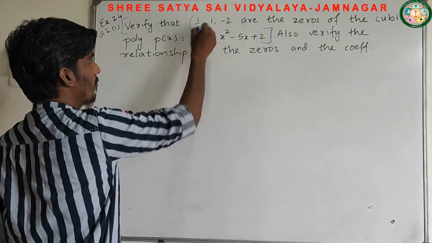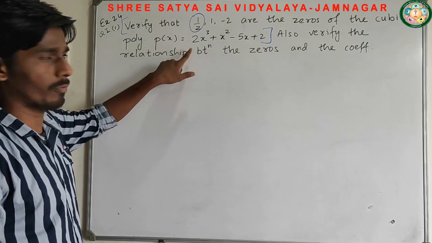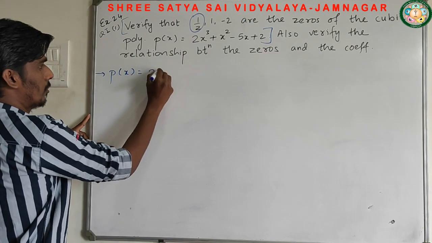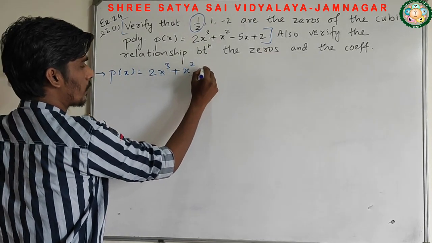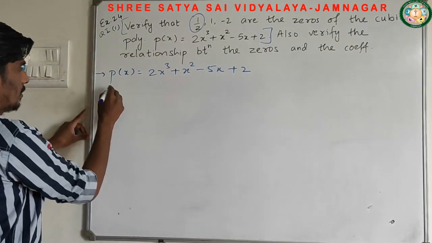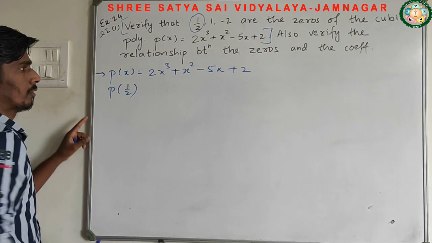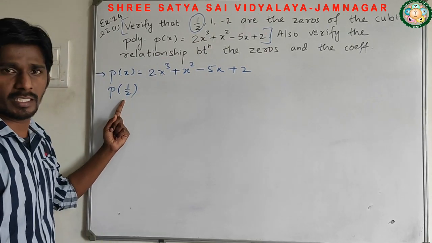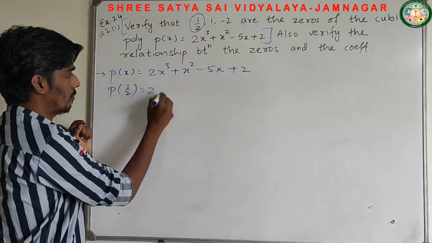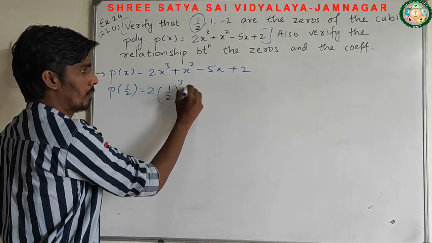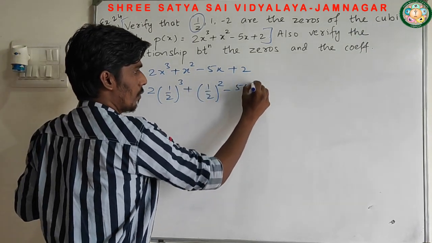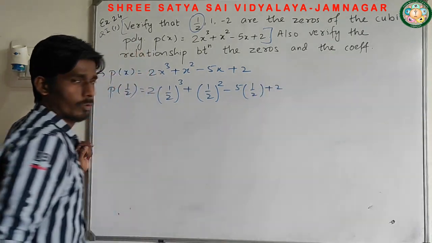So if I want to verify whether 1 by 2 is a zero of this or not, we'll write out p of x equals to 2x cube plus x square minus 5x plus 2. Now to check the first one, p of 1 by 2. Wherever I find x, I'm going to replace it by 1 by 2. So 2 into 1 by 2 cube plus 1 by 2 square minus 5 into 1 by 2 plus 2.